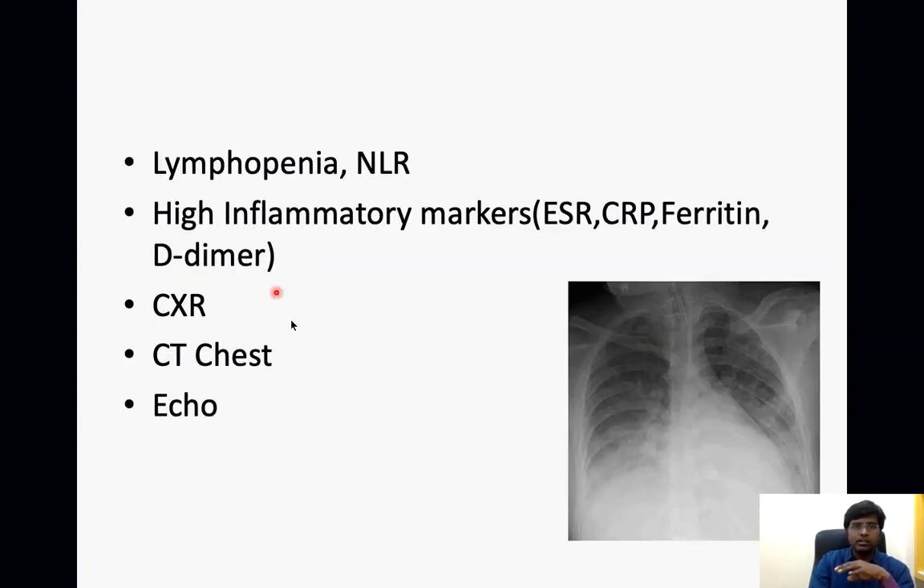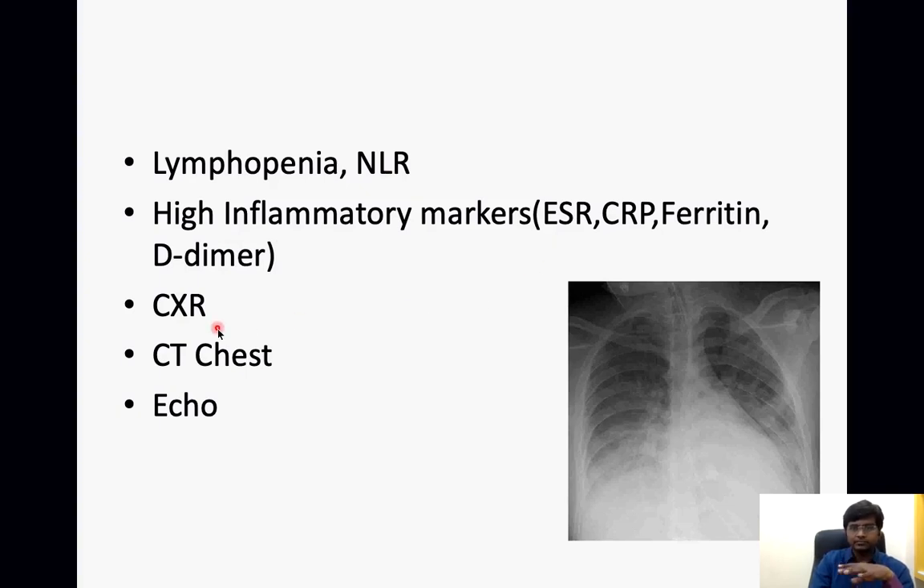So how do you investigate these children? In your complete blood count, you will have a lymphopenia. That is, your lymphocyte count will be low, and the NLR ratio, that means the neutrophil lymphocyte ratio, will be increased. Because the lymphocyte count is low, this ratio gets increased in children with COVID. And there will be high inflammatory markers. That is, your ESR will be high, your CRP will be high, your serum ferritin levels will be high, and also your D-dimer levels will be very high.